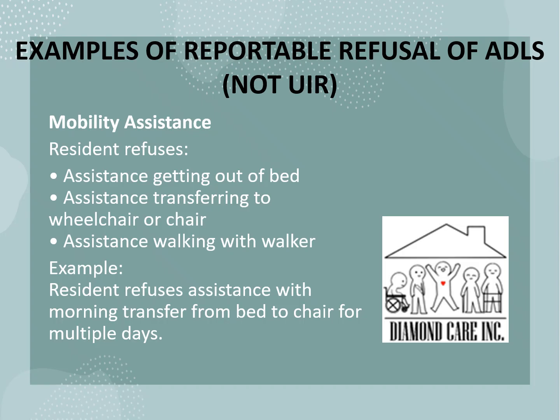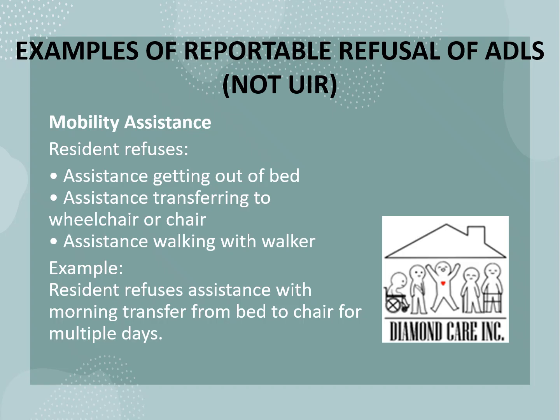So other examples that are not UIR reportable but ADL reportable are mobility issues. A resident refuses assistance to get out of bed, refuses assistance with transferring, and maybe we know that they're too weak to transfer. A really big one, refusing to use an assistive device such as a cane or a walker, right? They might not understand the importance of it, and they don't have a habit of getting up and using it, right? So we're going to encourage them and redirect them to use that safety device.